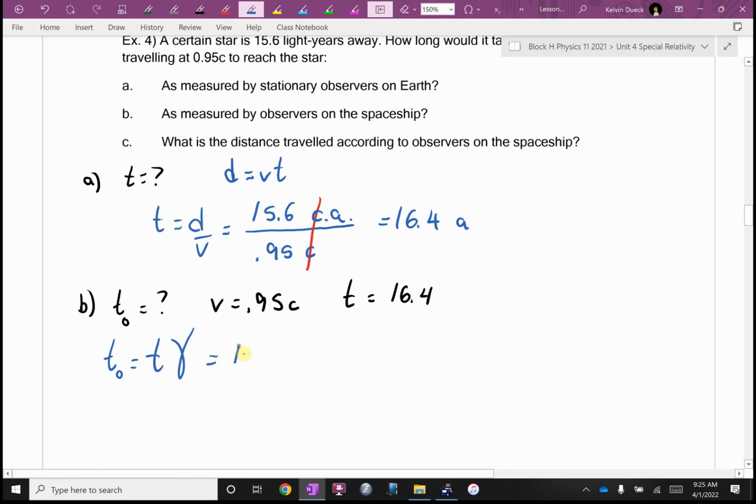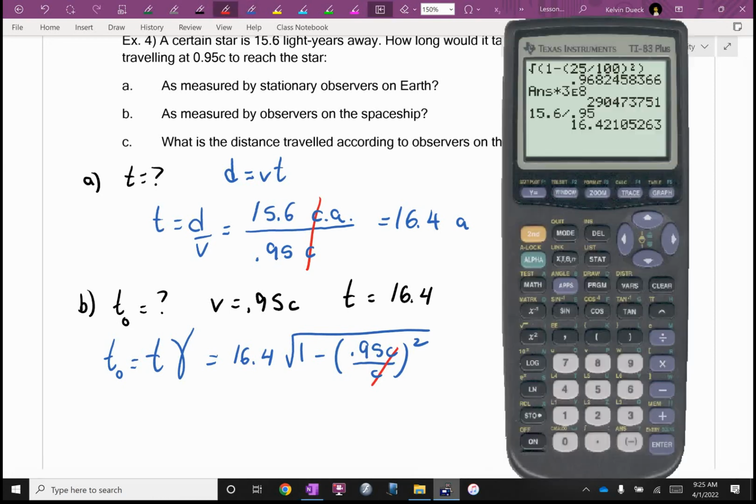So Riley, I'm going to write 16.4, but I'm going to use my answer button. Square root of 1 minus, in brackets, 0.95c over c all squared. Hey folks, do you see? What do you see? Conveniently, the c's cancel. That's always nice when that does happen.